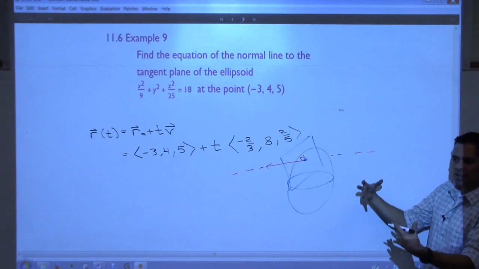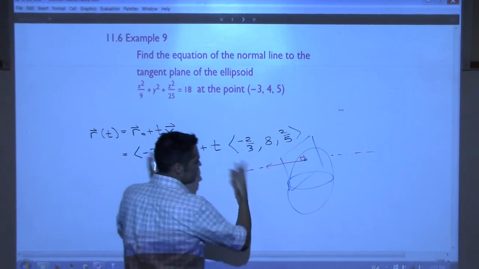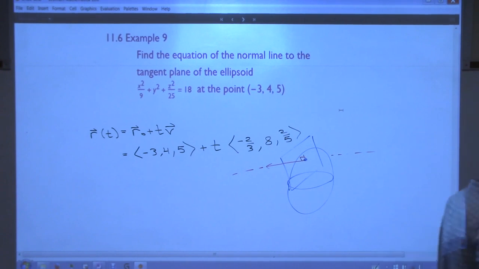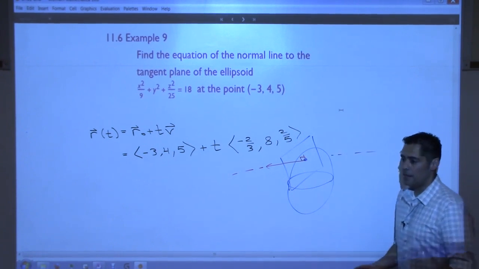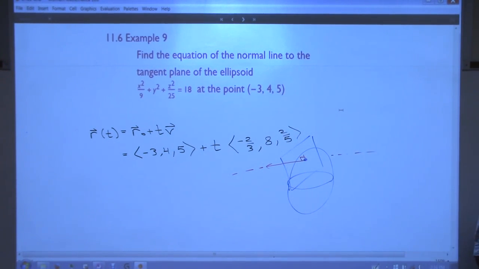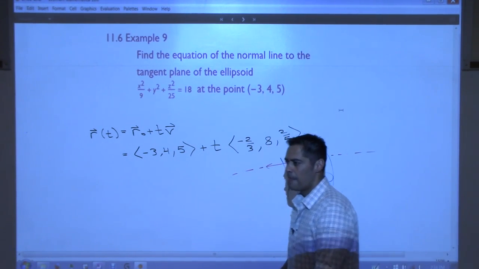And then you could put those together, right? Put these two vectors together. I won't do it. We've done that before. You could then say, okay, this is the vector equation. You could be asked to write it as the parametric equations. You could be asked to write it as the symmetric equations.